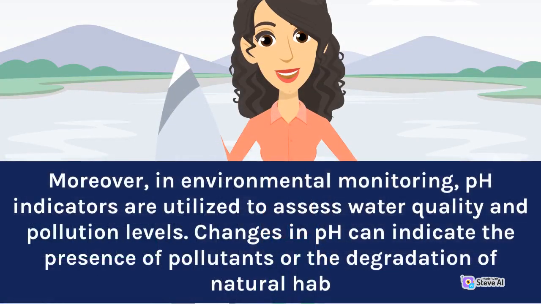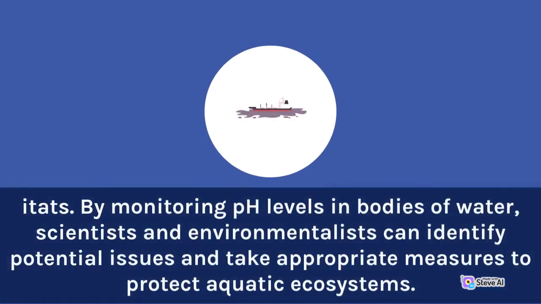Moreover, in environmental monitoring, pH indicators are utilized to assess water quality and pollution levels. Changes in pH can indicate the presence of pollutants or the degradation of natural habitats. By monitoring pH levels in bodies of water, scientists and environmentalists can identify potential issues and take appropriate measures to protect aquatic ecosystems.